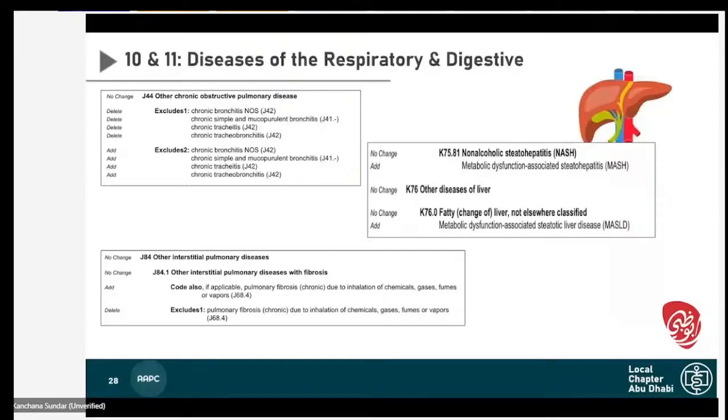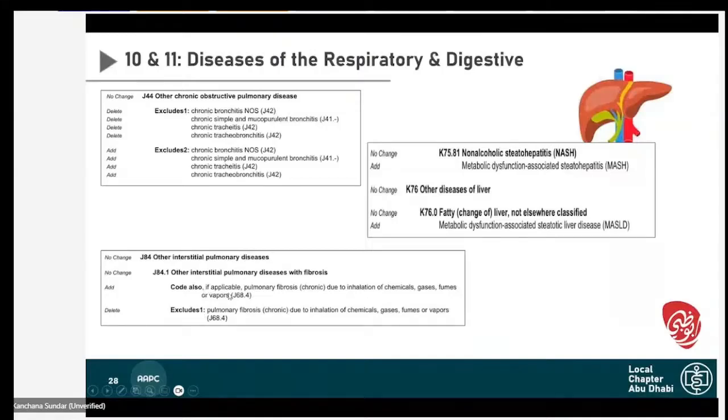So we have a small gate open to check the document, if the physician is giving attention to both, and take this opportunity to code both. And the same had happened with the next one, that is J84. I'm talking about the respiratory changes still. Other interstitial pulmonary disease: now Excludes 1 is deleted on pulmonary fibrosis, which had occurred due to chemicals, gases, fumes and vapors. So that has been now deleted, and interestingly, a code also has been applied onto it. If applicable, pulmonary fibrosis due to inhalation of chemicals, gases and fumes has been added.